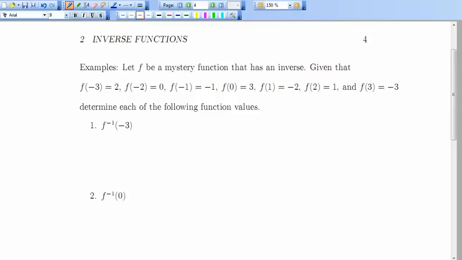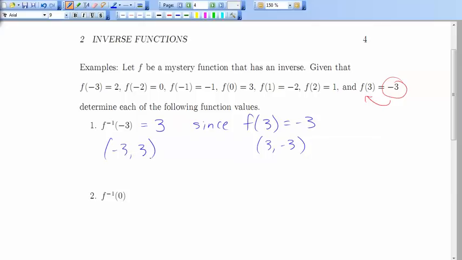Now, if I want to figure out what f inverse of negative 3 is, what I want to do is look through this list until I find a y value that's negative 3. There it is. And what's the x value that gives me a y value of negative 3? 3. So that means that f inverse of negative 3 is 3, since f of 3 is negative 3. So if we have an x, y for f, then on f inverse, we're just going to change the order of those coordinates.